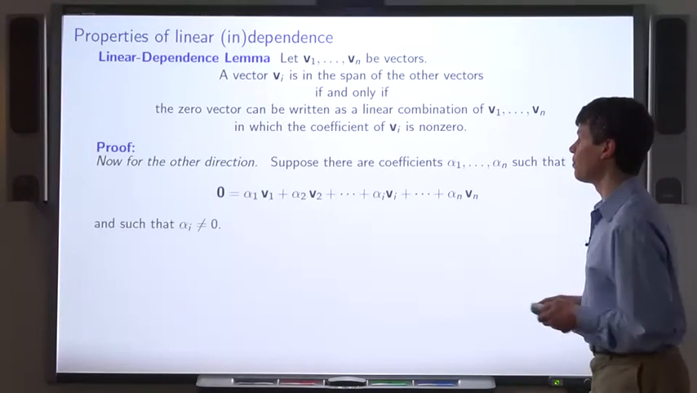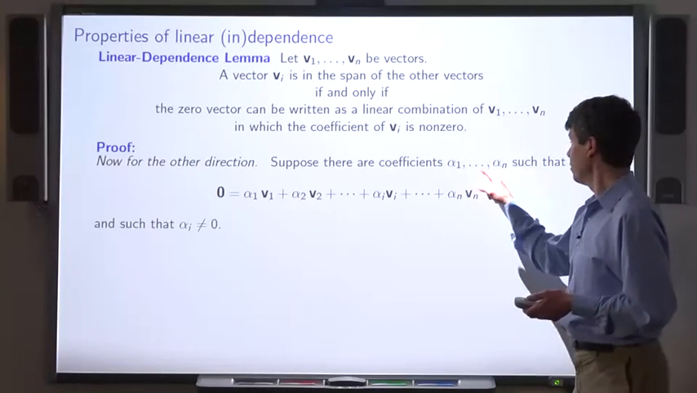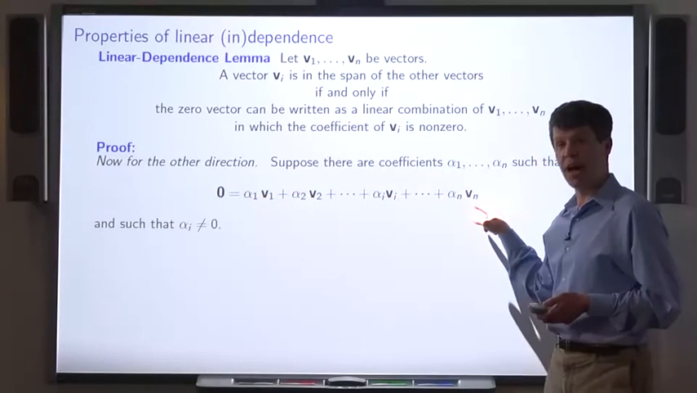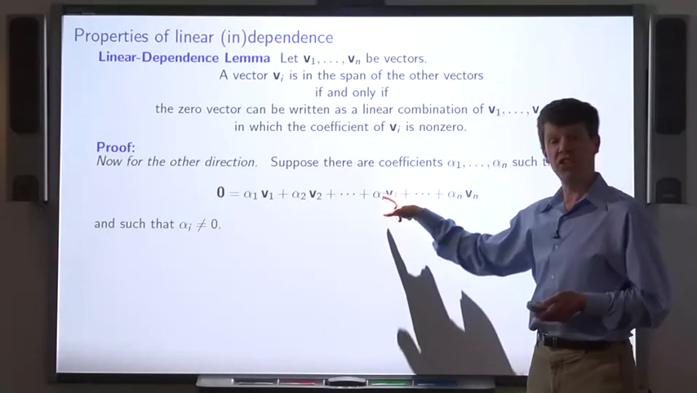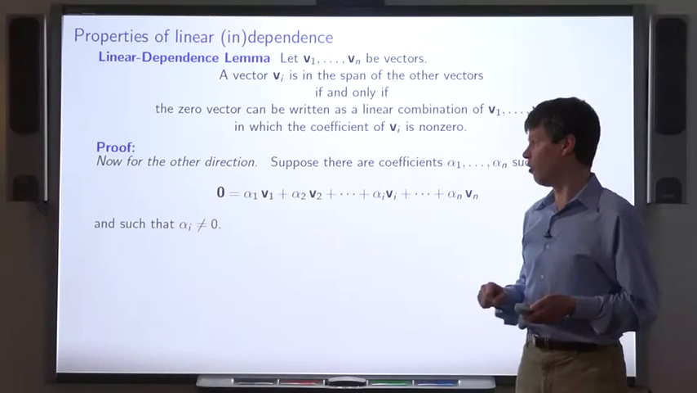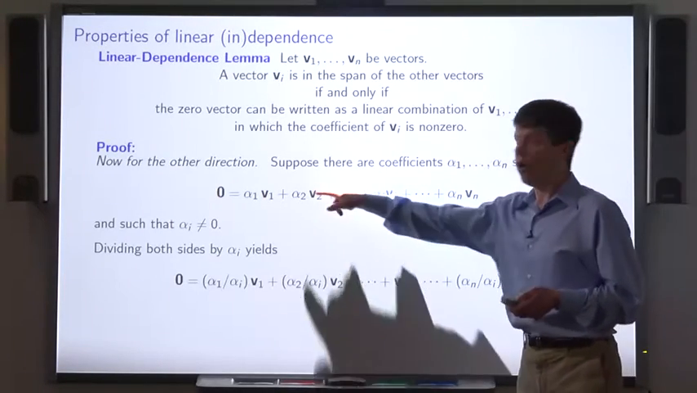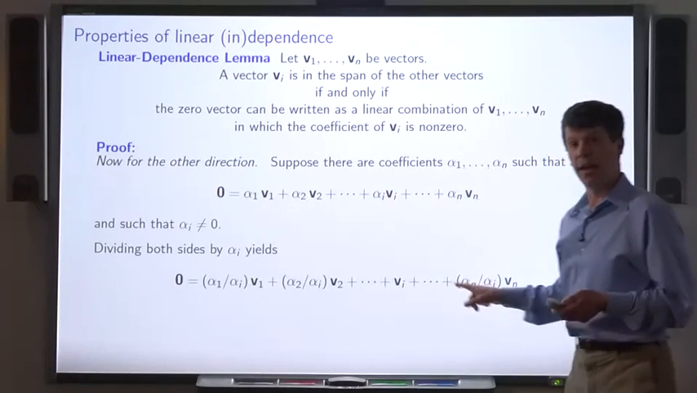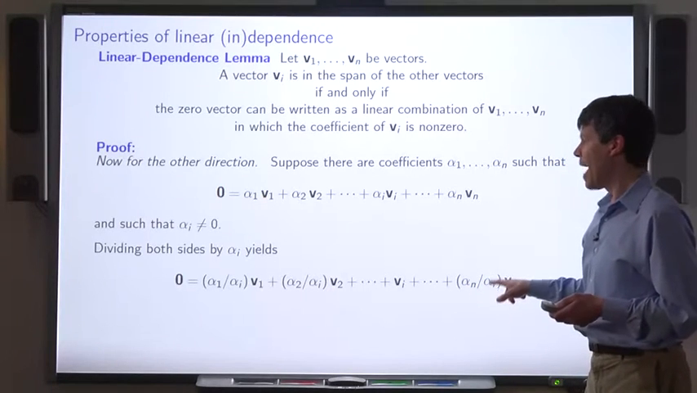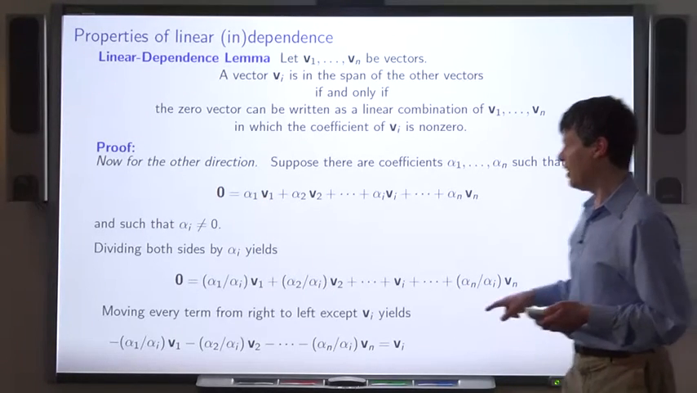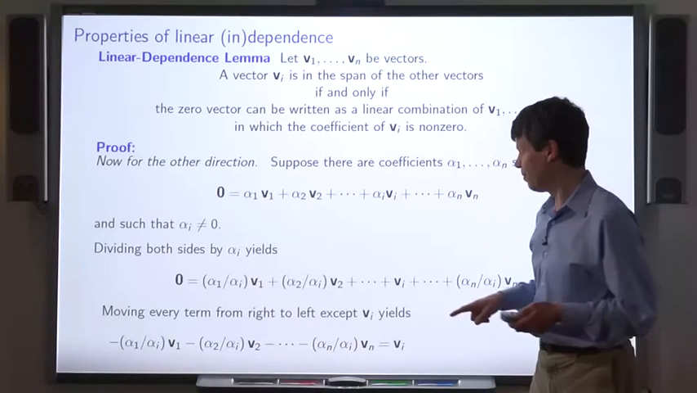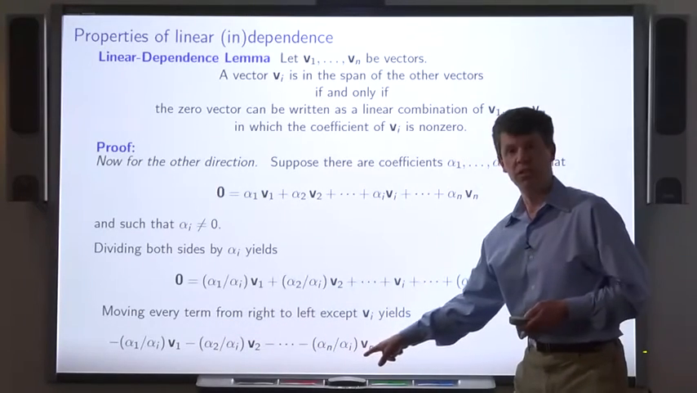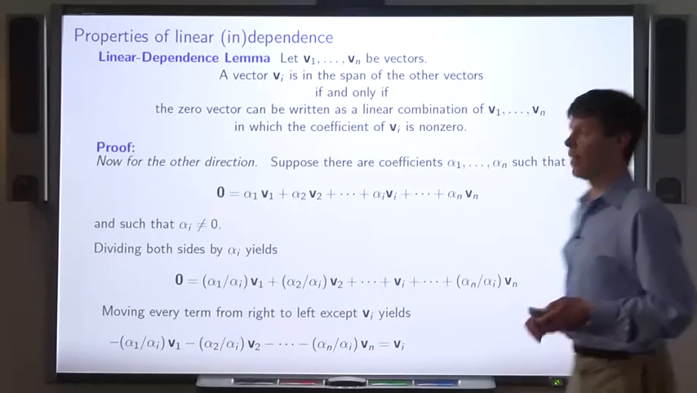Let's prove the other direction. Suppose there are coefficients such that the 0 vector can be written as a linear combination of all the vectors where the coefficient of vi is non-zero. Divide all this by that coefficient, and you get this equation. And now we can move everything to the other side except vi, and we've managed to express vi as a linear combination of the other vectors. That proves the other direction.